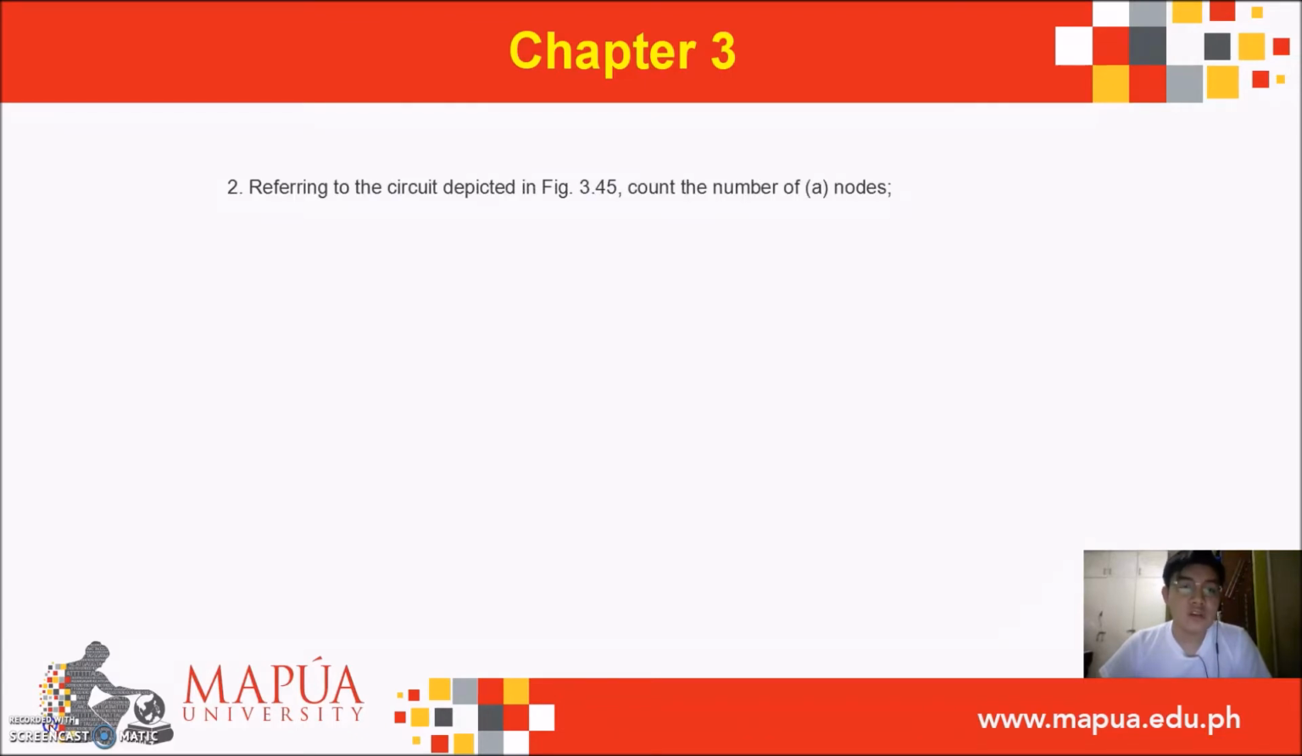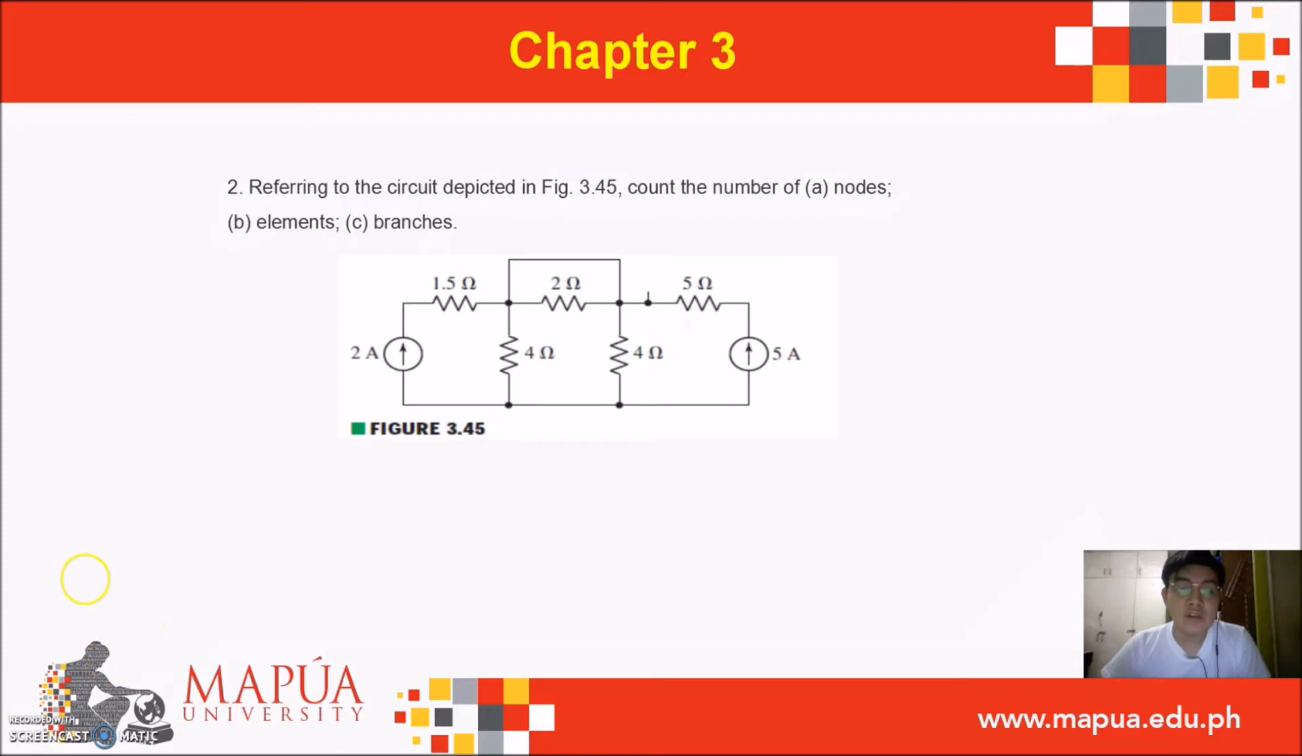Chapter 3, number 2. Referring to the circuit depicted in Figure 3.5, count the number of nodes, elements, and branches. So this is the figure in number 2.